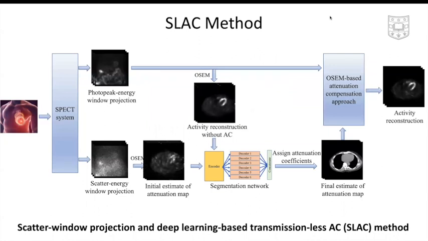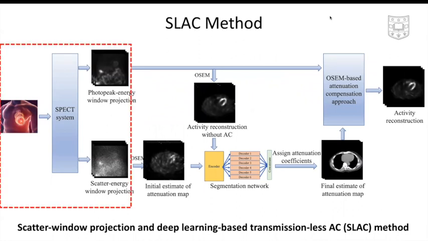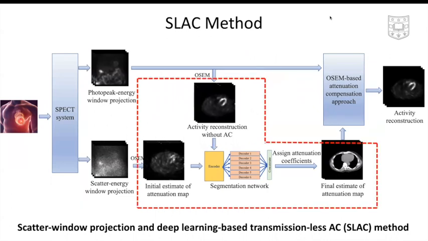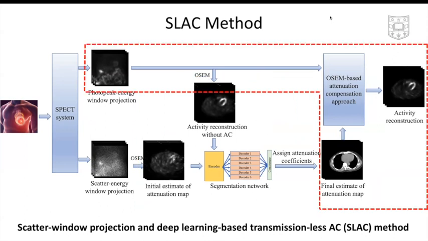This is the overall workflow of our proposed method, namely the SLAC method. We first collect the projections in the photopeak energy window and scatter energy window. Then we use an OSEM-based reconstruction approach to reconstruct the projections. Next, we use a segmentation network to segment the initial estimate of the attenuation map, and we assign different attenuation coefficients to corresponding regions. Finally, photopeak energy window projections were reconstructed by an OSEM-based attenuation compensation method with the final estimate of the attenuation map, yielding the activity reconstruction.